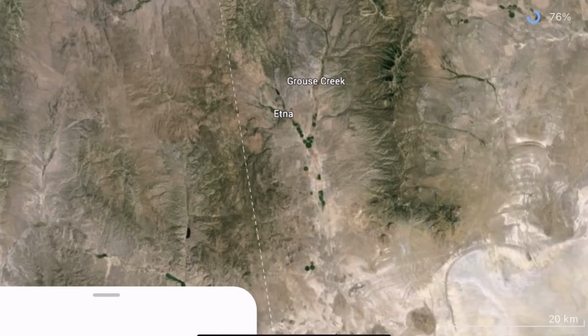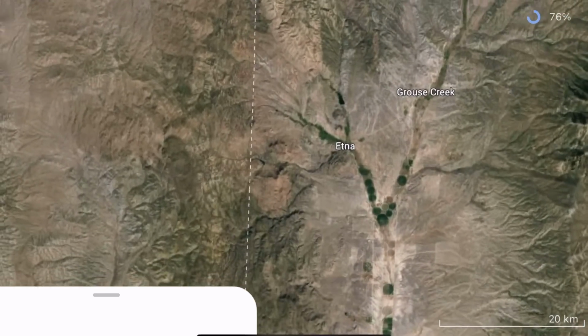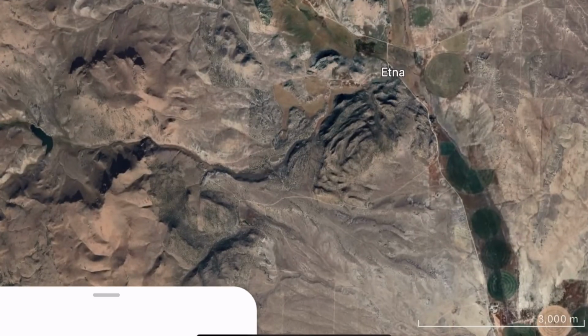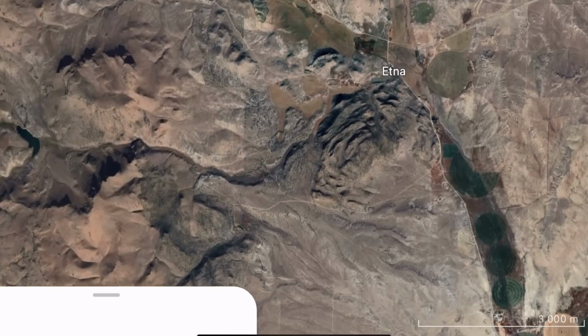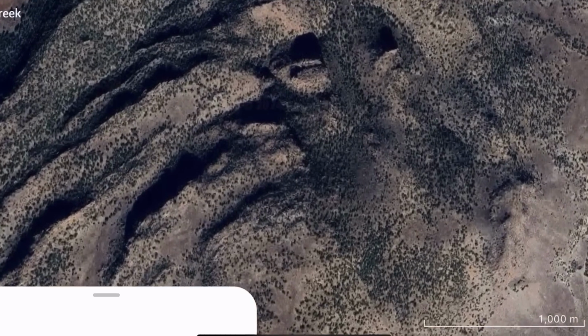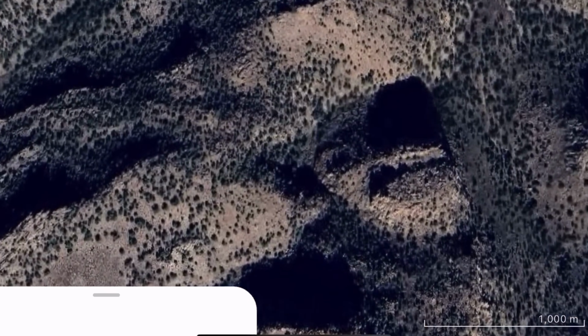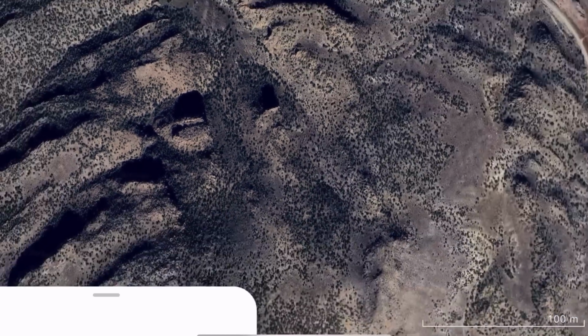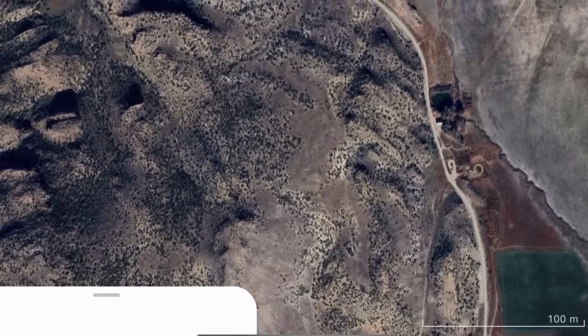See this bowl of mountains. And then I want you to look in this corner, right? And then you'll see like this mountain. And then when you zoom in on the mountain, zoom, zoom, zoom, then you'll see the ruins.